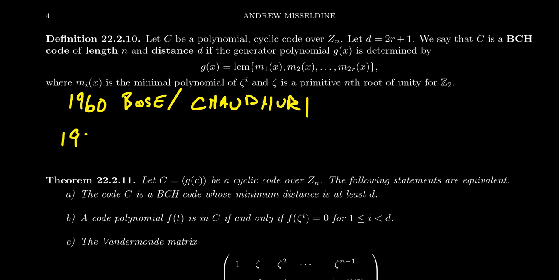And in 1959, working independently, the mathematician A. Hocquenghem developed this idea, and I do apologize if those names were not pronounced correctly. Now, Hocquenghem actually developed it a little bit earlier, but in the realm of publishing, it can sometimes take a couple years to get a mathematical or scientific article peer-reviewed and published. And so these two groups worked independently of each other around the same time period. So we give credit to both.